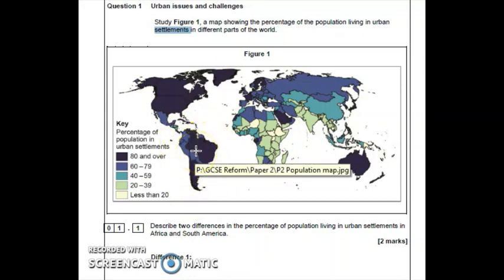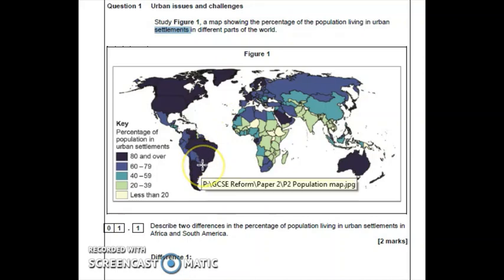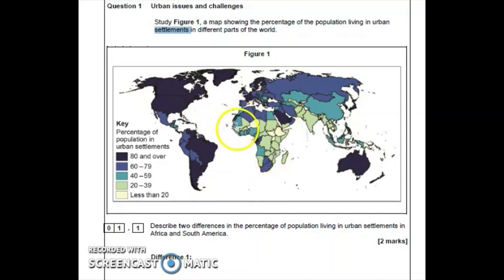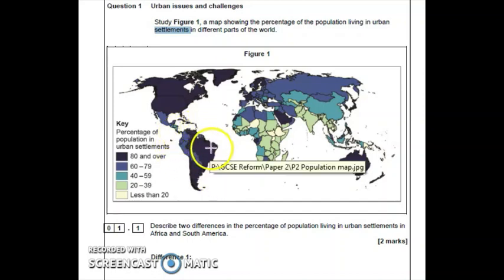So the first mark we can say is in South America, the percentage of people living in urban settlements is greater than Africa because there's more dark blue over here. We could also say, maybe for the second point, that there's a greater variety of countries in Africa. We can tell that because obviously there's loads of these different colours, from dark blue all the way across the scale to green and then white as well. So there is a greater variety in Africa compared to South America.